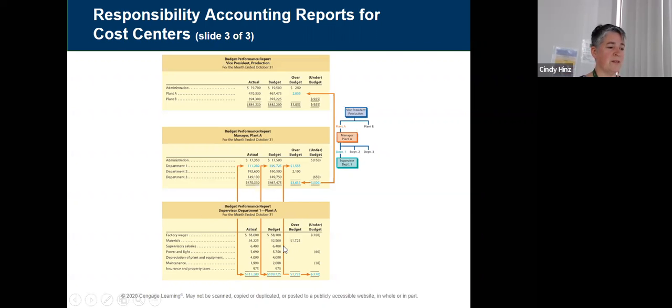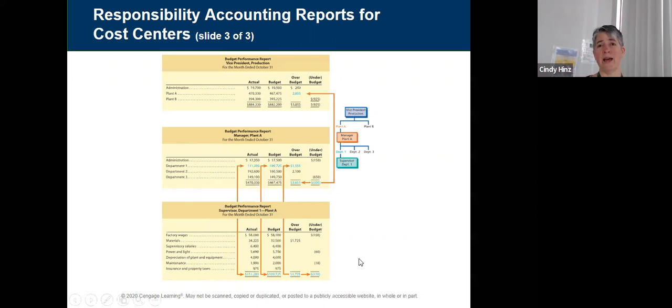But what you'll notice is, as we look at the big picture, we have a budget performance report for the vice president of production. And then under that vice president, there comes the manager of plant A. And so we'll analyze that manager's performance. And then at the bottom, we have a supervisor for department 1 in plant A, and we're analyzing that performance as well. And so we're drilling down through the layers of management and looking only at, in this case, costs that come under their direct control. All of these are examples of cost reports, budget performance reports for cost centers. You don't see revenues in any of these.